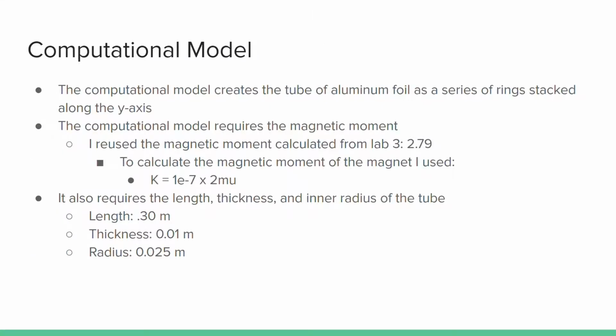For the computational model, it creates a tube of aluminum foil as a series of rings stacked along the y-axis. The computational model requires the magnetic moment, which I reused from Lab 3. The value of that would be 2.79. And to calculate it, I used the equation k equals 1 times 10 to the negative 7th times 2 mu. It also requires the length, thickness, and inner radius of the tube, and for that I got 0.3 meters, 0.01 meters, and 0.025 meters respectively.